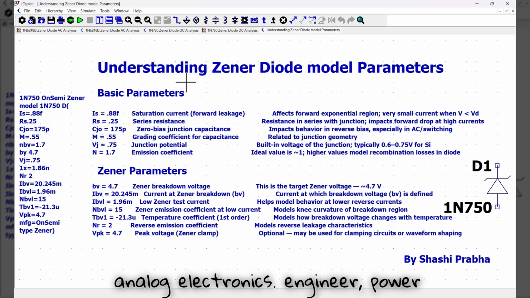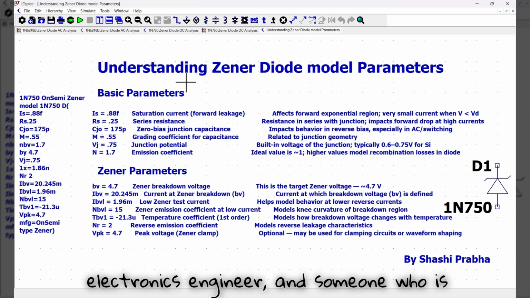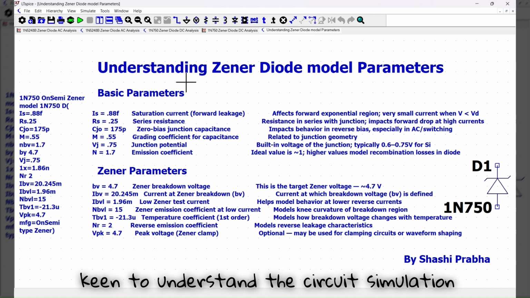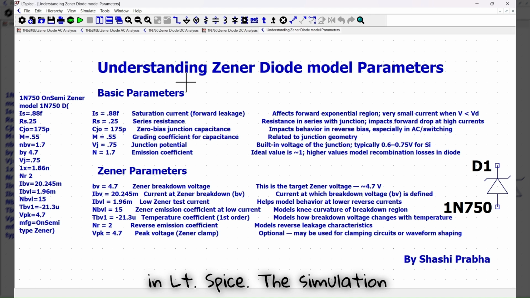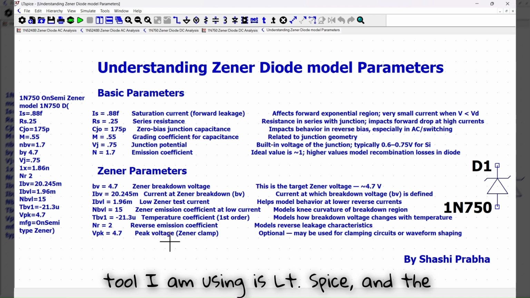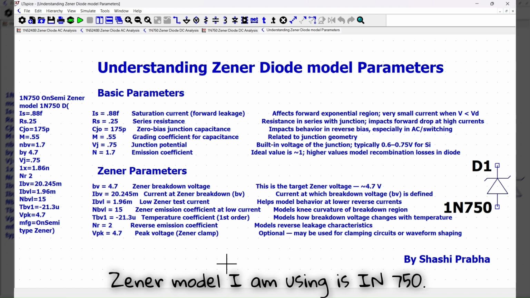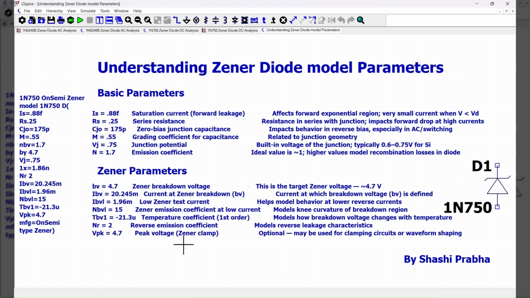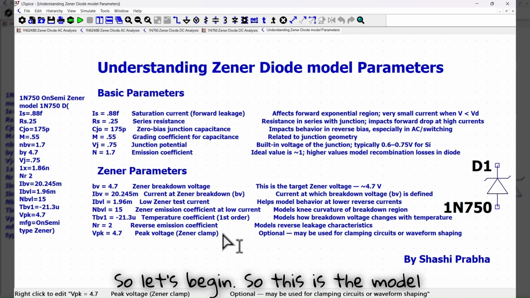This video will be helpful for analog electronics engineers, power electronics engineers, and someone who is keen to understand circuit simulation in LTspice. The simulation tool I am using is LTspice, and the Zener model I am using is IN750. So let's begin.